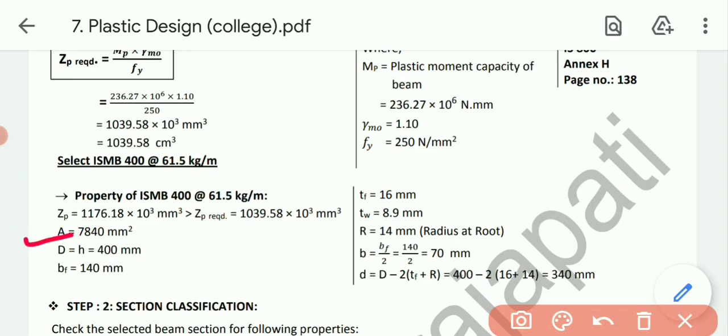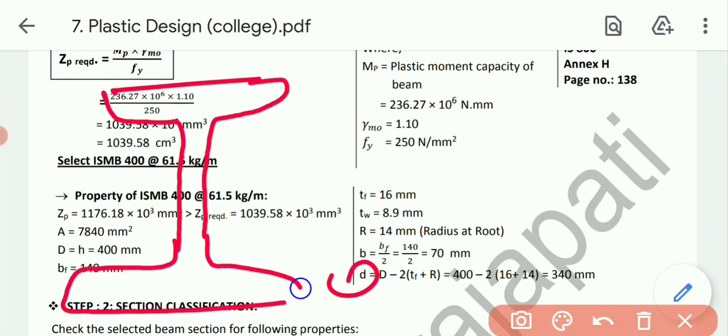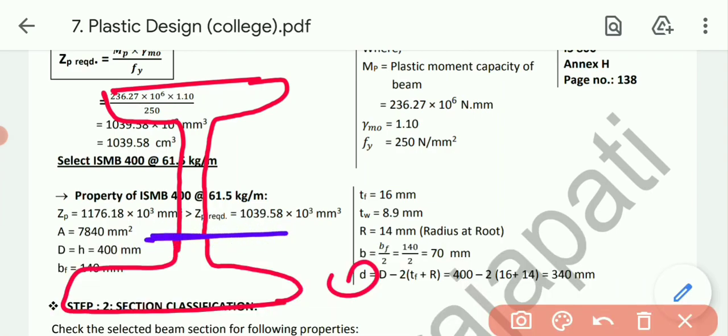Then area 7840, depth 400, BF 140, TF 16, TW 8.9. The root radius we can get from the steel table. Then B, that is BF by 2, which is 70. Talking about D, let me show you the concept of D. This is the regular roll sections figure. If you are concerned about D, then D will be this depth.